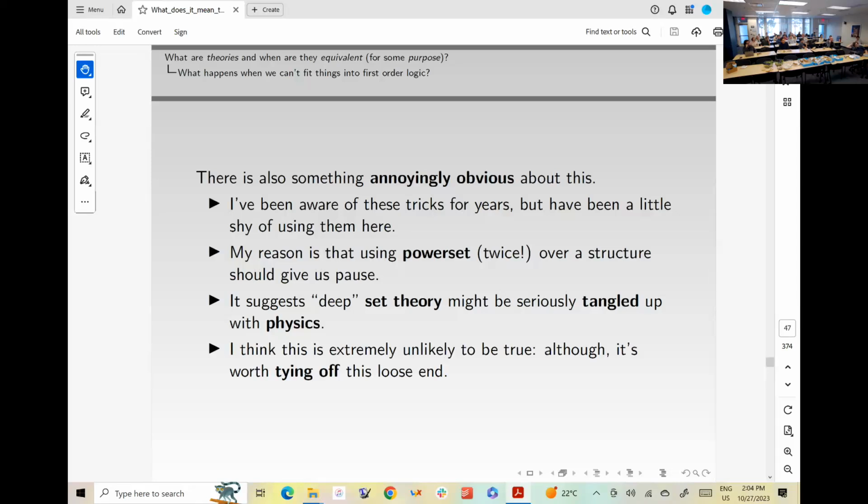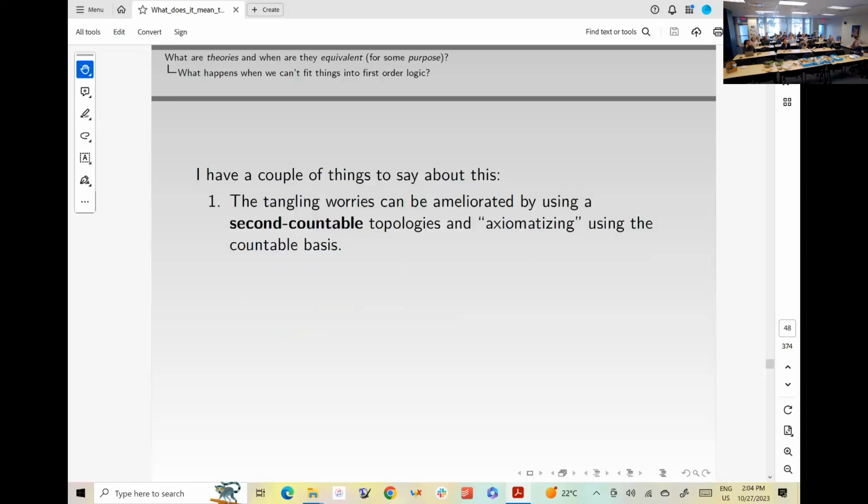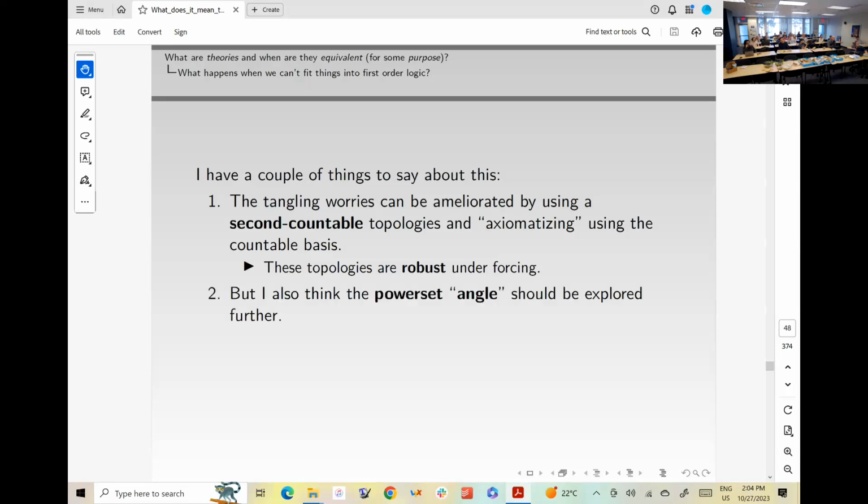Okay, so I think this is extremely interesting. I think this is really unlikely to be true, but I'd like to figure out how to tie off this loose end. This is new work at the moment, so I don't know quite. I have, however, a couple of things to say about it. First, the tangling worry with set theory can be ameliorated if we use second countable topologies. If we use those, then we can axiomatise using the countable basis, and the topologies are then robust under forcing, which is good enough for saying it's not really that tangled in set theory. But I also think this power set angle should be explored further.